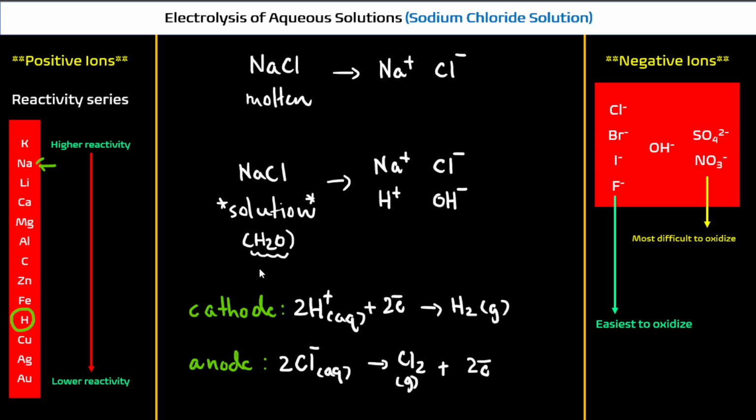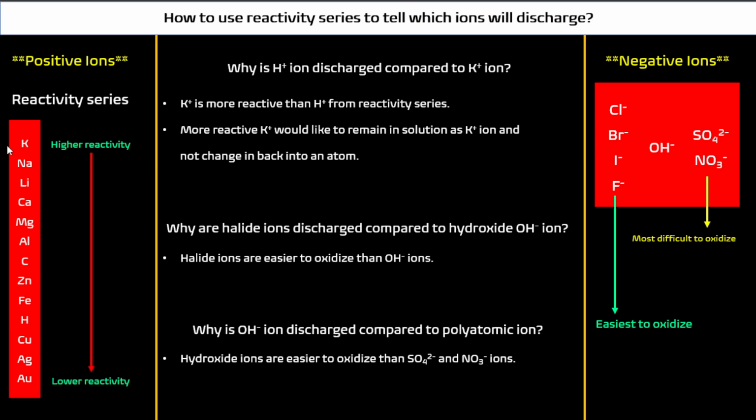Now, I'll teach you how and why to use this reactivity series and the one on the right side. If we compare potassium and hydrogen ion, why is H plus ion discharged compared to K plus ion? K plus ion is more reactive than hydrogen ion if we look at the reactivity series. Since it is more reactive, it would like to remain in the solution as an ion and not change back into an atom. That is why H plus is discharged compared to K plus.